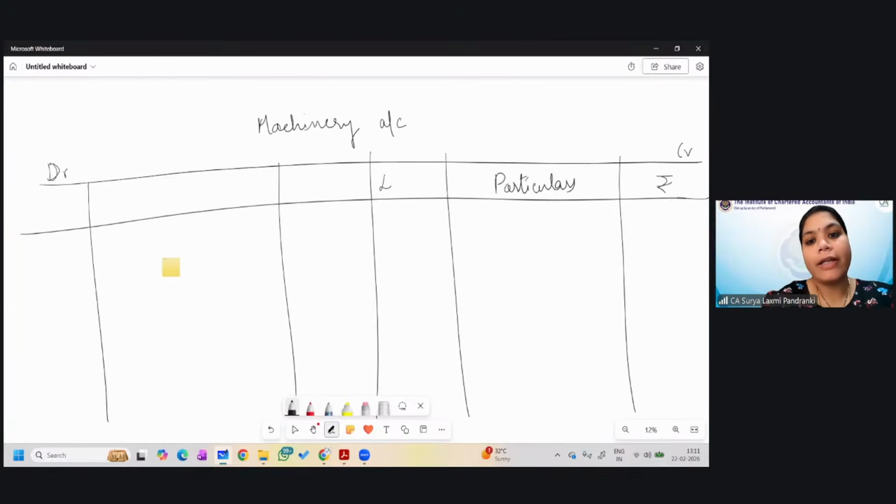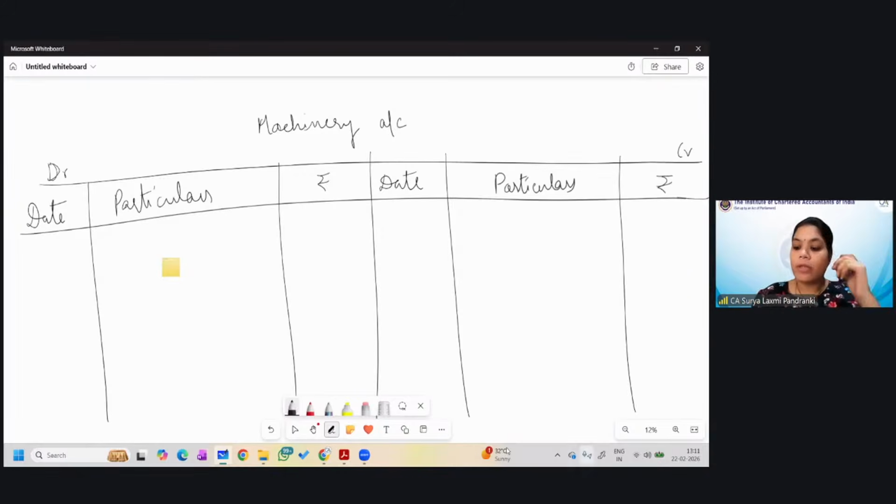This is the format of writing a ledger. We'll have to write date, particulars, and then amount in rupees. Debit side and credit side. Both the accounts have, both the sides have to be written, right?